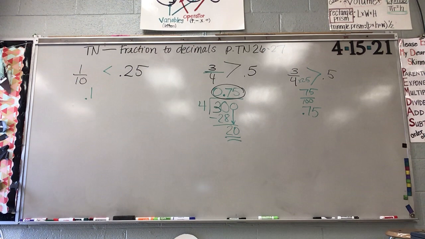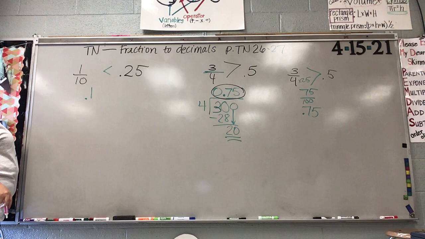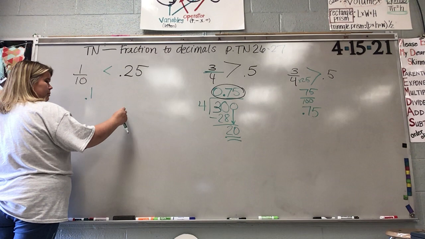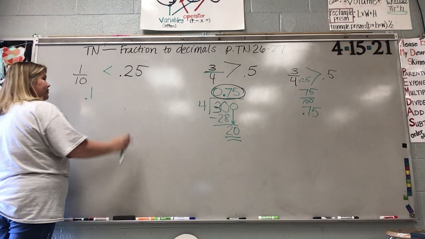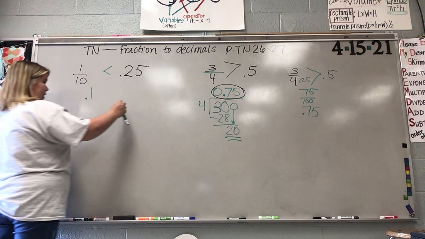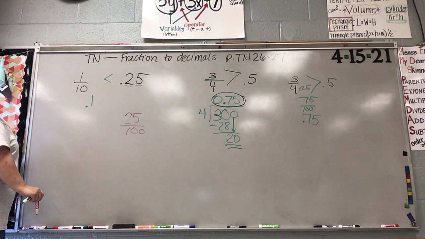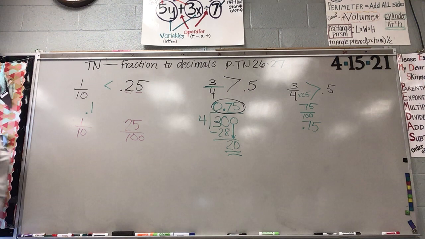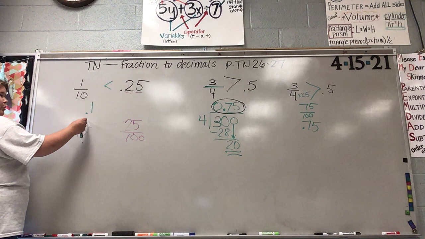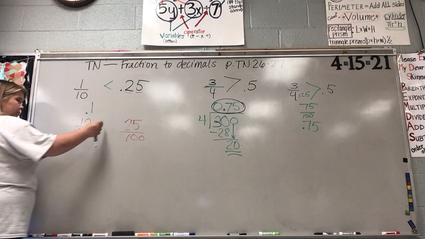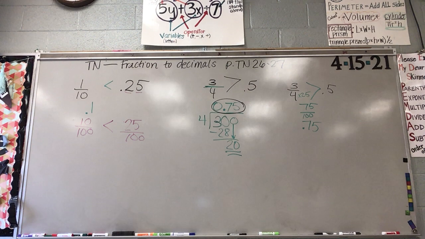Now, what if I wanted to make 0.25 into a fraction? What would it be? 25/100. That's it, Elena. Smart girl. 25/100 because it's in the hundredths place. So if I'm comparing that to 1/10, the bottoms aren't the same. So I could find a common denominator. What would it be? 100. How do I make this a 100? Times it by 10, which just means add a zero. 0.25 is still greater. And you can look at the first number you see.